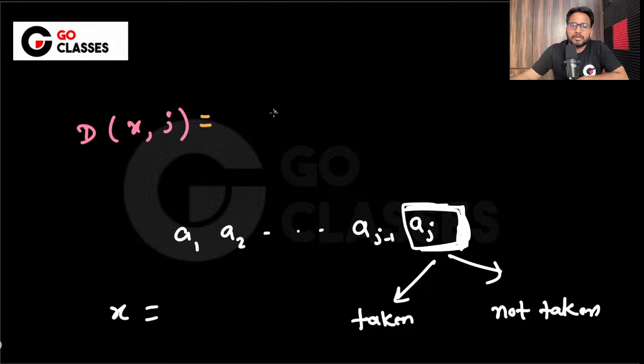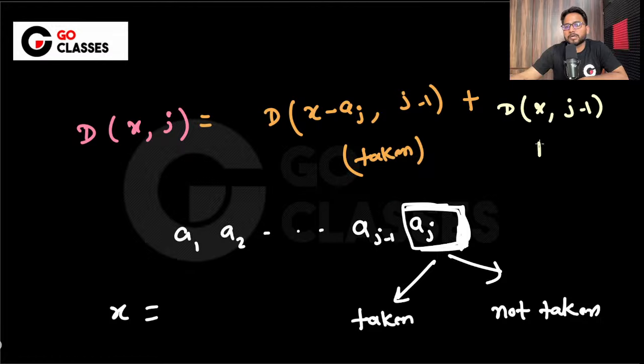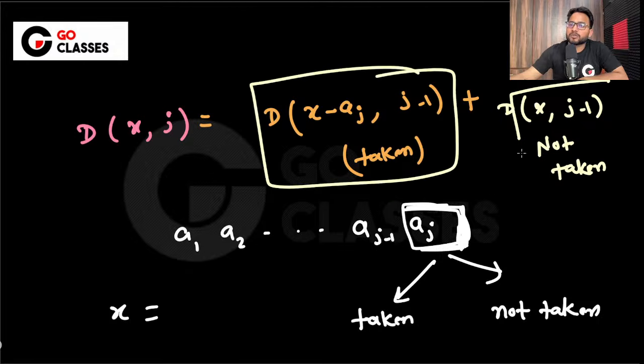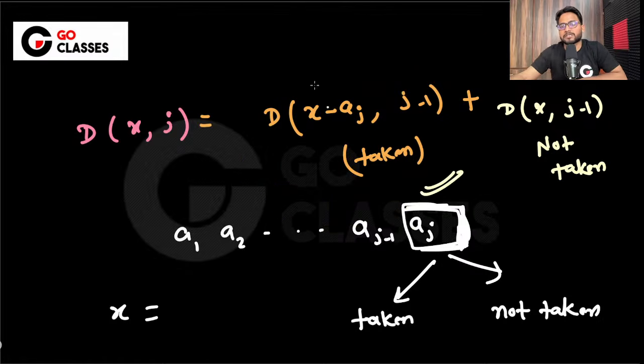If you're taking it, then the remaining sum will be x minus aj, and using j minus 1. In case of taken, this will be the recurrence. If you're not taking it, the remaining sum will be x only, using j minus 1, obviously. So we have the number of ways using taken and the number of ways using not taken. It is possible that one of them could be zero. Let's suppose aj is such a big number that x minus aj is a negative number; the base case will handle these things. But these are the total number of ways.